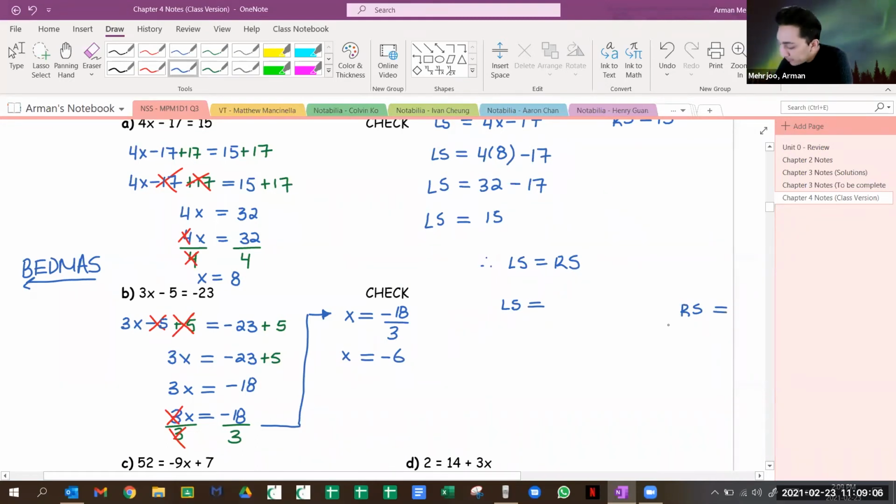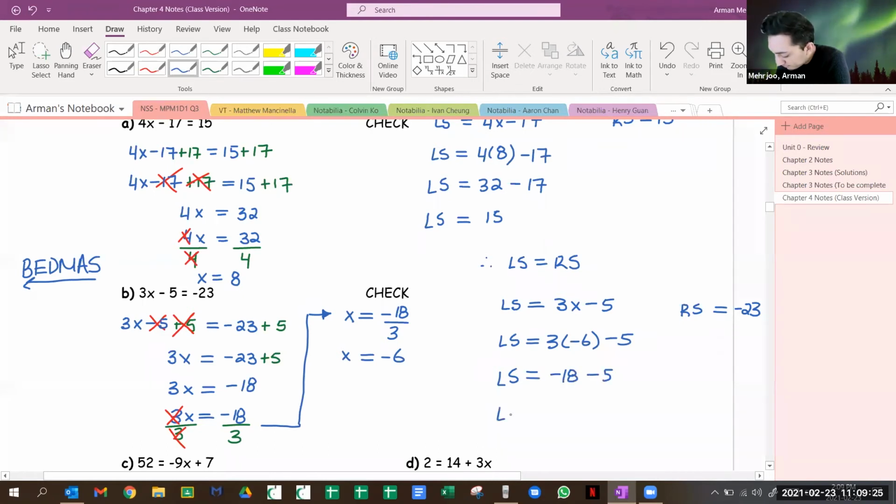The right side of my equation is equal to negative 23. And the left side of my equation is equal to 3x minus 5. I just figured out that x is actually negative 6, so I can plug that into my equation. 3 times negative 6 is negative 18. And negative 18 minus 5 is negative 23. So therefore, left side equals right side.